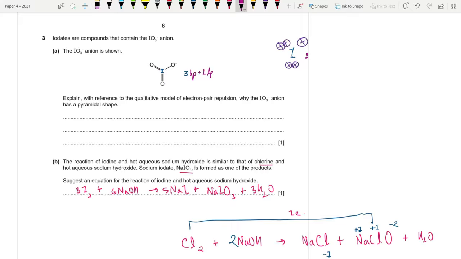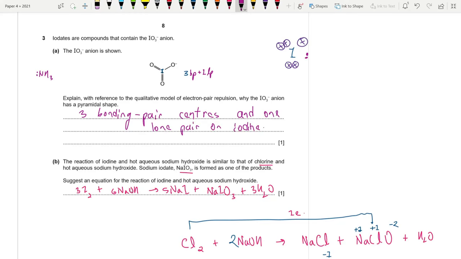So this combination of 3 BP plus 1 LP, where have you seen this? In ammonia. Ammonia has 3 bond pairs on the nitrogen atom, and 1 lone pair. So we get a pyramidal shape. So 3 bonding pair centers and 1 lone pair on iodine. So that's it essentially.